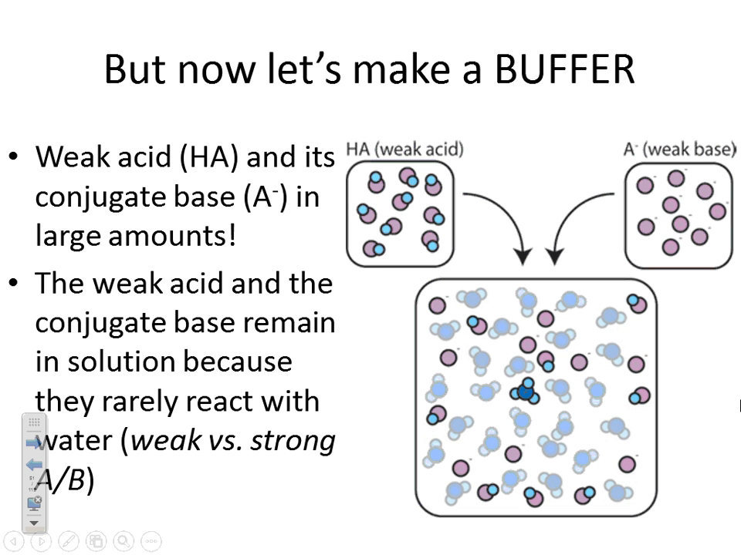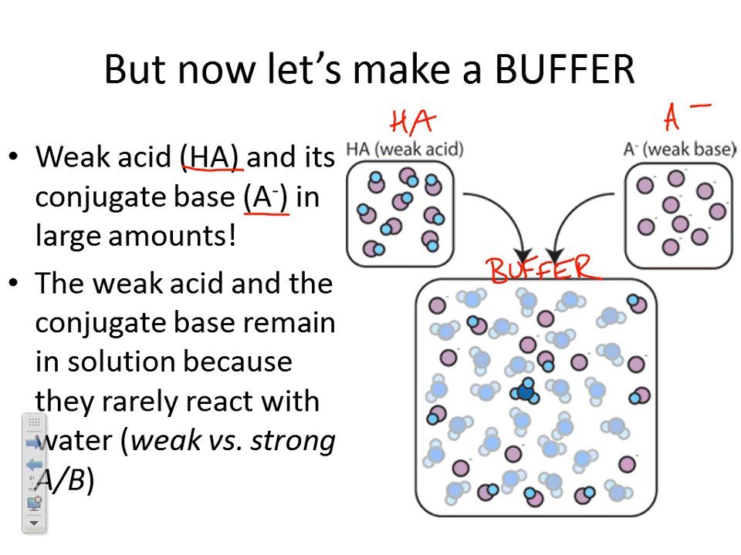So this slide is simply showing making the buffer. So, okay, let's take a weak acid, HA, and its conjugate base. So, right, this is our HA, and this is our A minus. When we combine them, now we have a buffer. We have both a weak acid and its conjugate base at the same time. Remember, they don't react with one another. HA does not react with A minus. I've been saying that, I feel like, for like 5 videos now.